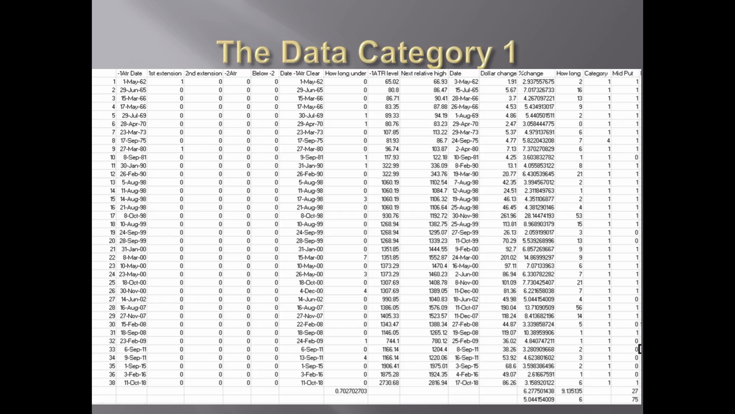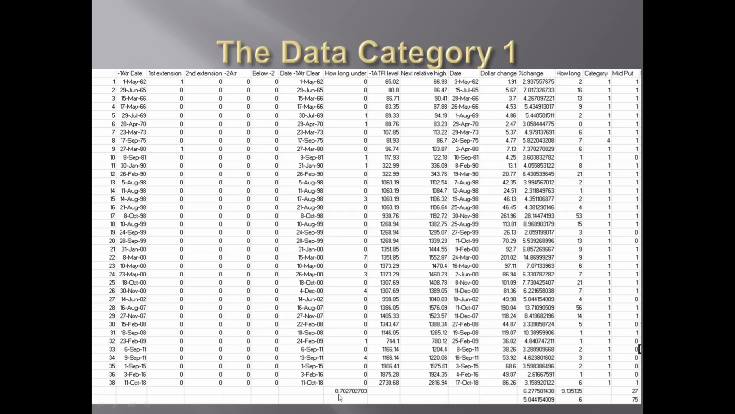Okay, so here's all the data for category 1. I'm not going to sit here and read through all this. If you want to pause it here and take a look, you can. But as you can see, there were 37 instances of this.